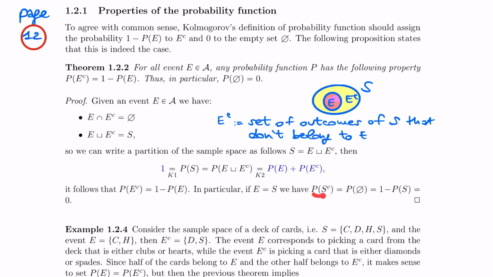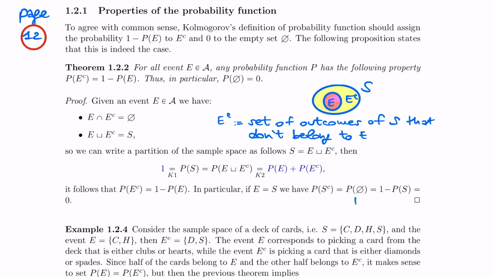We have that the probability of the complementary of the sample space is the probability of the empty set, because the sample space is the universe set, and so it contains every outcome. And if we search for elements that don't belong to the universe, of course, we are left with the empty set. Then here we have 1 minus the probability of the sample space, but the probability of the sample space is 1 thanks to the first Kolmogorov axiom. So we have 1 minus 1, 0.